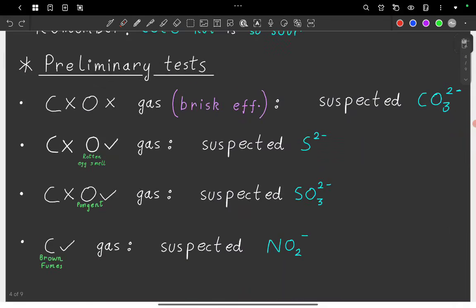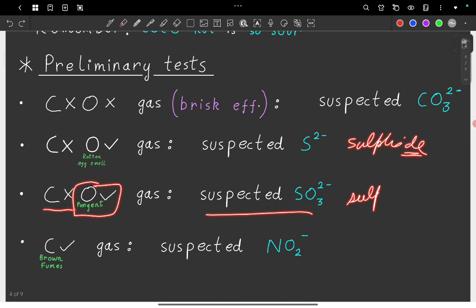So let's do a quick recap. If the gas has no color and no odor and it shows brisk effervescence when dilute HCl is added to the solution, then carbonate ion is the suspect. If it has no color and instead has a rotten egg smell, then S2- is suspected, which is the sulfide ion, sulfide with a D. If we are having no color but a pungent smell, then we are suspecting sulfite ion with a T.